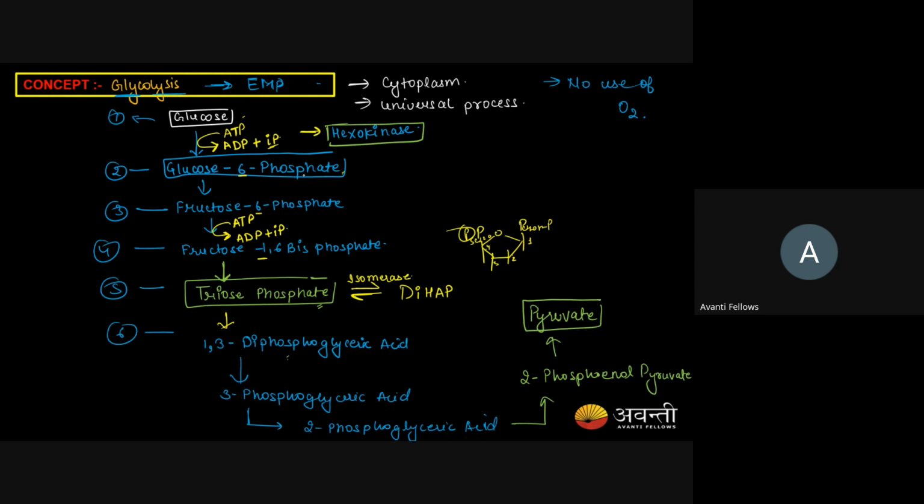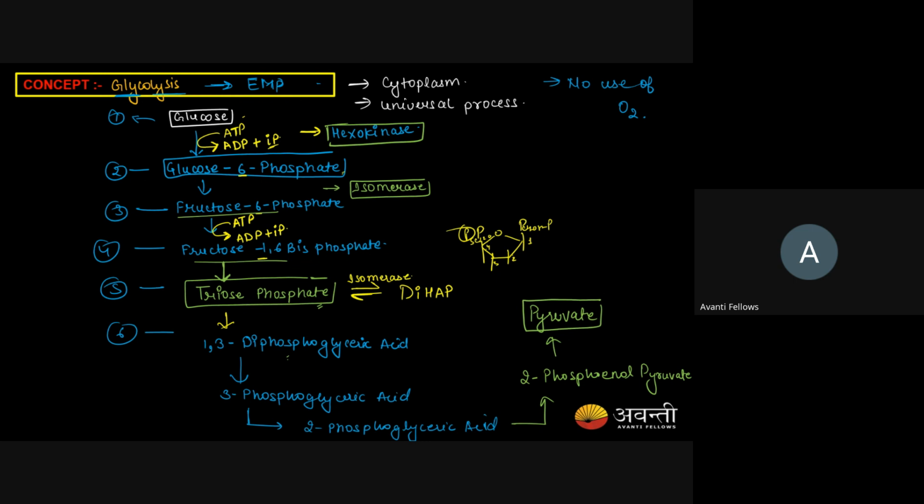Then in the second step, we are converting glucose 6-phosphate into fructose 6-phosphate. We are not adding or deleting anything here. This is just an isomer step. Then which enzyme will we use? We are making an isomer, so the enzyme should be isomerase. And then we are converting fructose 6-phosphate into fructose 1,6-bisphosphate.